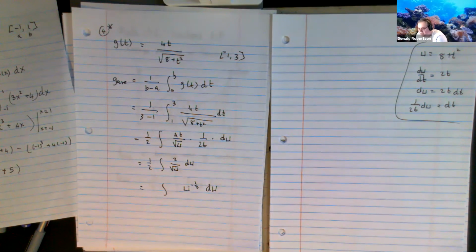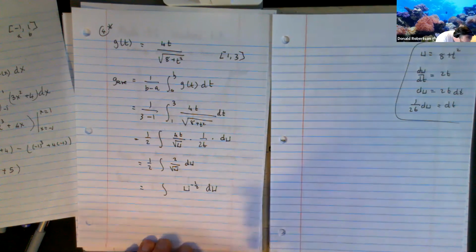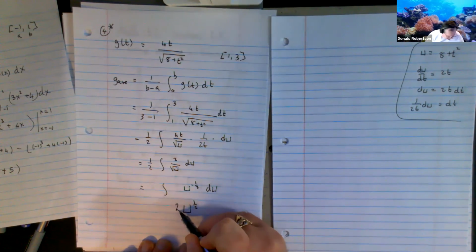Now, don't expect everything to come out as nice as this. There might be a 7 left over somewhere, some weird fraction, whatever. You live with whatever you get. But if it comes out nice, use it. Now, this is a power rule, agreed? So you add 1 to the power, and then you divide by the new power.